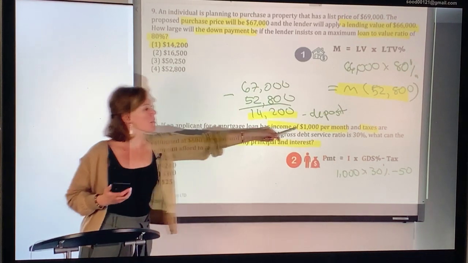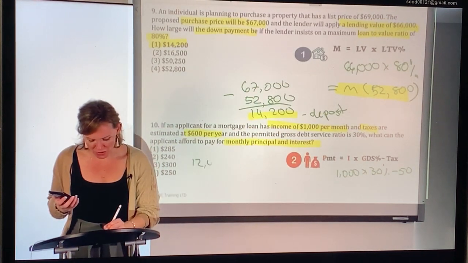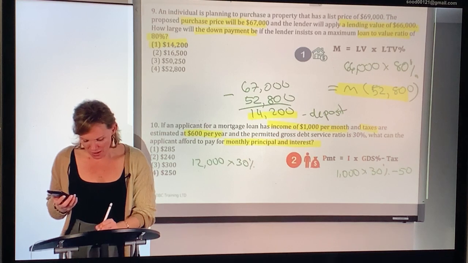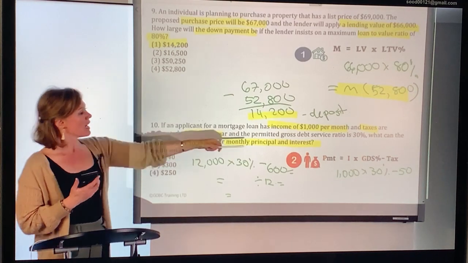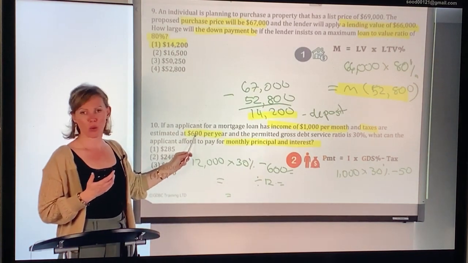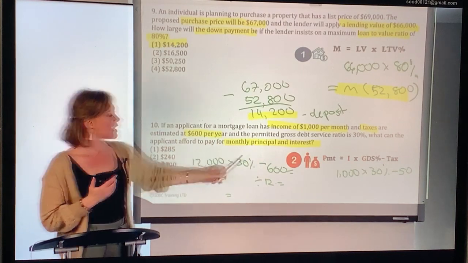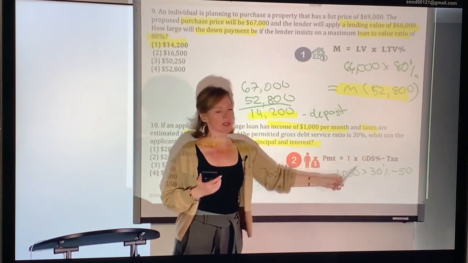Or you could have taken this income, made it per year. So you could have made it 12,000, times it by 30%, and minus the 600, and whatever you got in there, you would just divide it by 12 at the end to get to the monthly payment, right? So you could have done it in two different ways, as long as you understand what happens. How did I get that 50? I took that 600 divided by 12 to get it per month, right? As long as my income and my taxes are in the same frequency, then it's good.